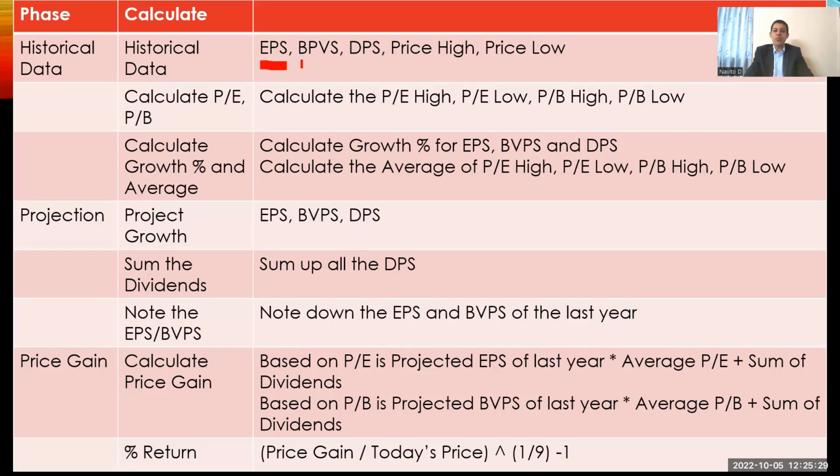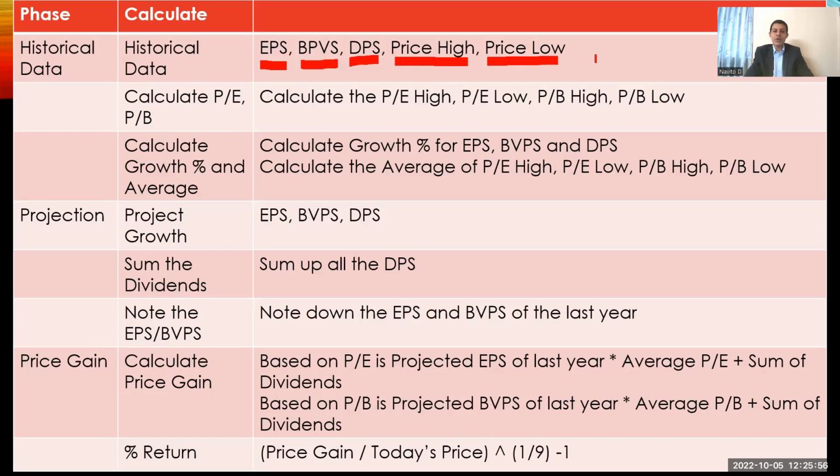So earning per share of the company. And then we take our book value per share of the company. And then we take our dividend per share. And then we also look up our price high and price low for each and every year by checking nseindia.com. There, if we select the year, we directly get the price high and the price low, that is our stock price for every year of the company.